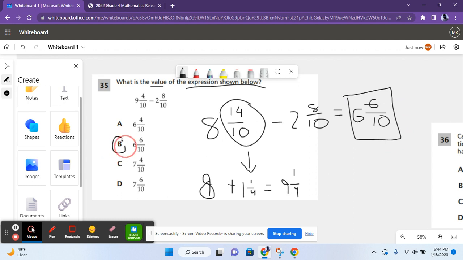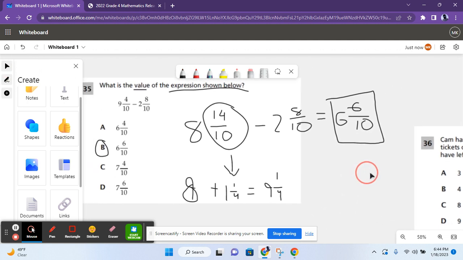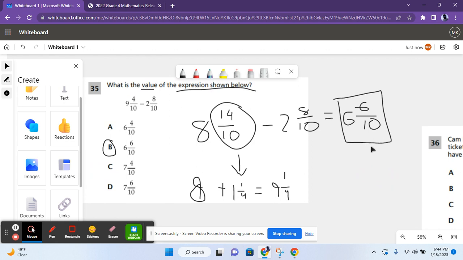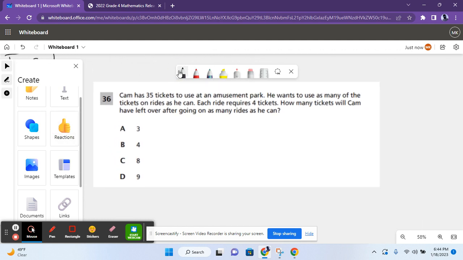B. By the way, if you don't see your answer within the answer choices, simplify your fraction. And if it's still not there, you did something wrong. And make sure to simplify your fractions for the short answer problems, unless it says not to. Moving on to the next problem.